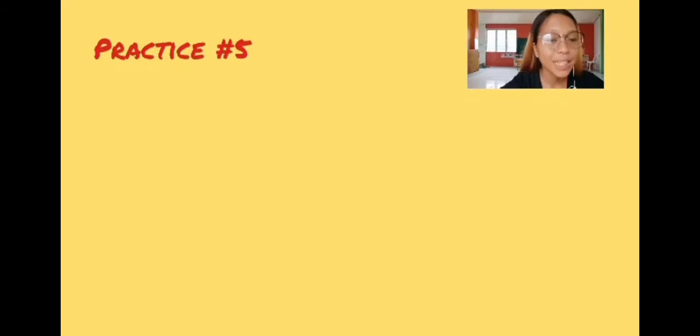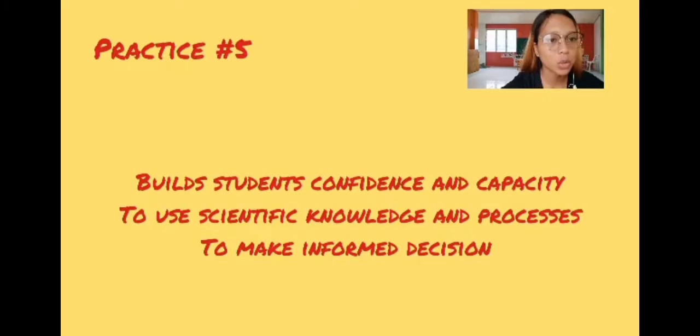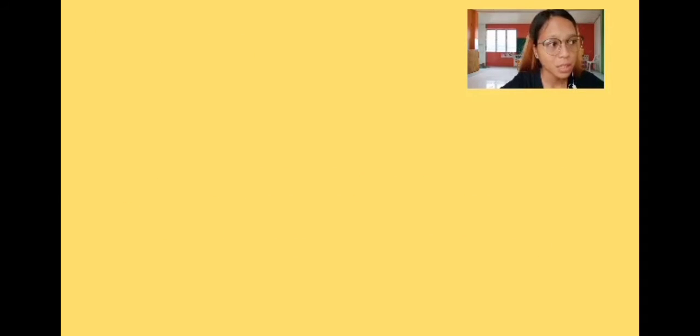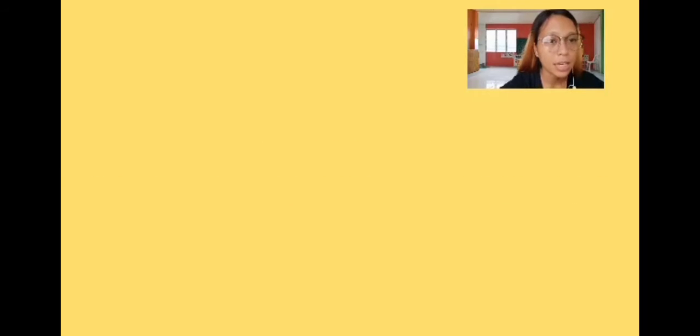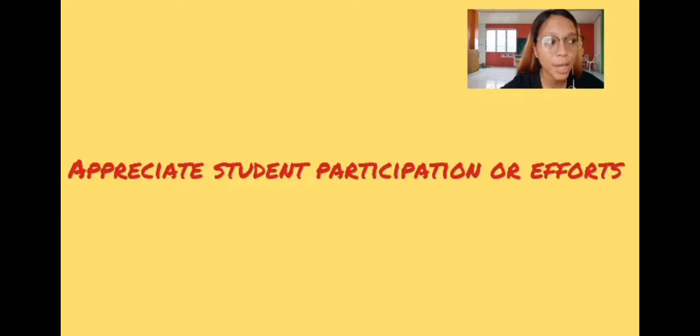Practice number 5: builds students' confidence and capacity to use scientific knowledge and processes to make informed decisions. For this practice, the teacher should understand young children with young minds. Because as a teacher, you need to appreciate student participation or student effort. For example, one of your students answers your question, then his or her answer is not aligned with the question you gave.